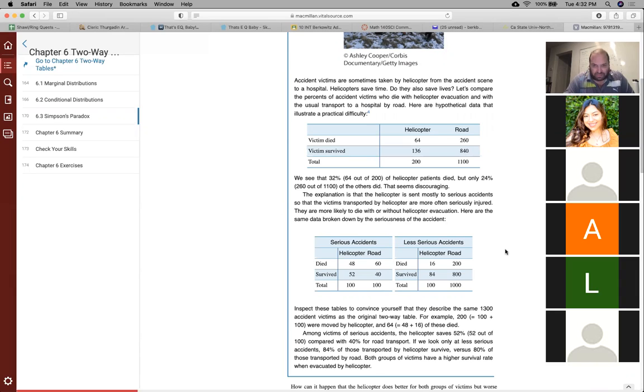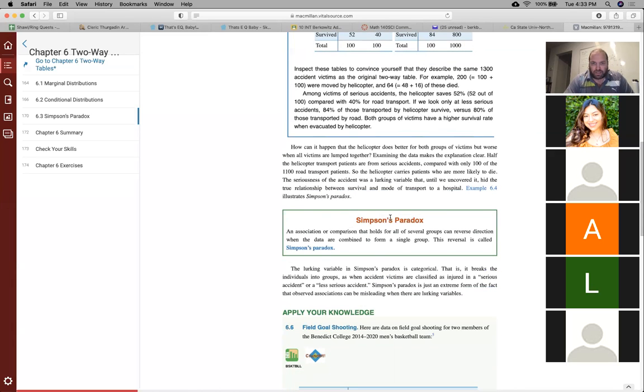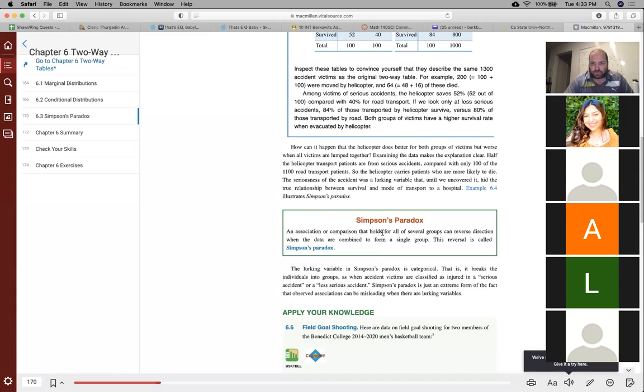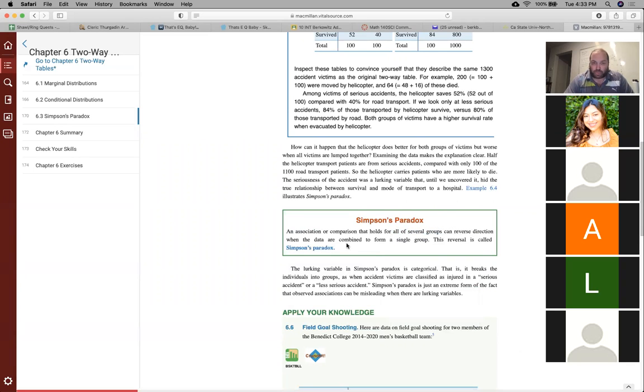Well, one second. Let's look at just the one factor that matters when it comes to math. Helicopter, higher percent for less serious. Helicopter, higher percent for serious. Put them together and road has a higher percent. That's the paradox. Simpson's paradox: an association or comparison that holds for all of several groups can reverse direction when the data are combined into a single group. This is called Simpson's paradox.